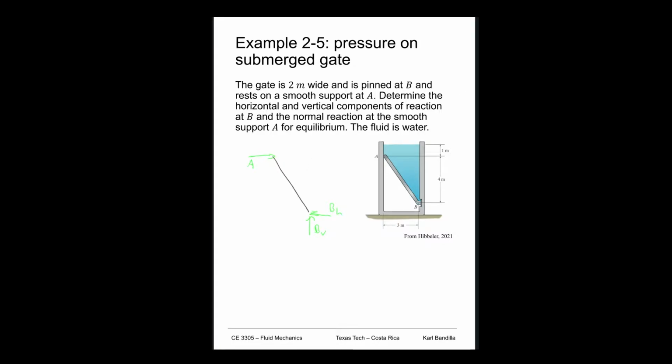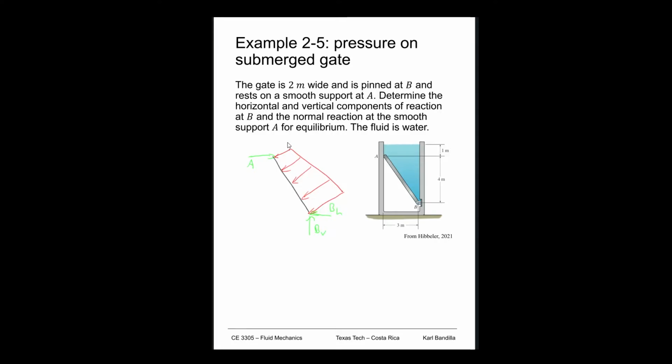Now, if we just want to sketch that in here, we know we'll have a distributed load on our gate from the water. It's not going to start at 0, so we can draw a little line here. And of course, as we're going down, it's going to get deeper and deeper. So we'll have something like this. Drawing a couple here. This will be our free body diagram.